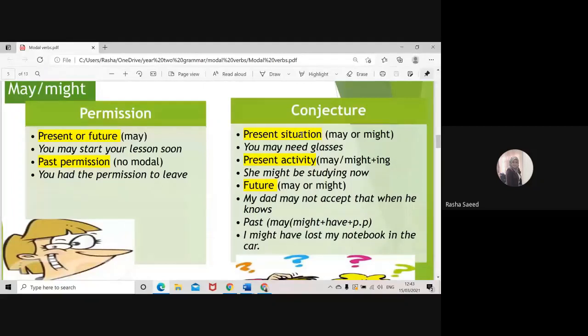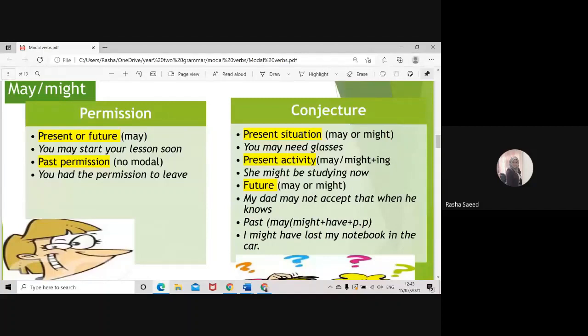Someone goes to the doctor, and before the doctor examines him, he says to him, since you are explaining your difficulty to read, you may need glasses. That's the point. And about the present situation, about the present moment, you may need to have a surgery. You may need to attend the classes every day to pass your exam.